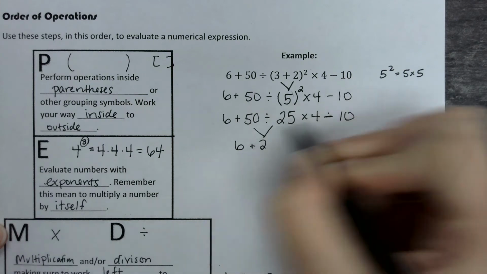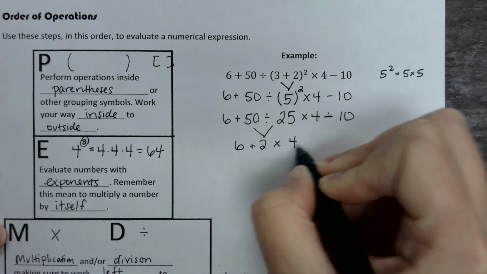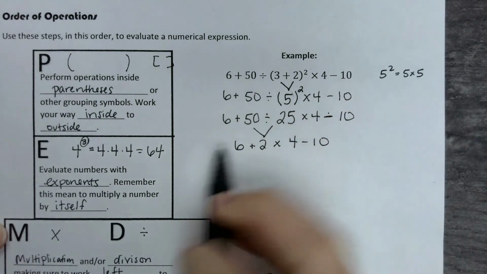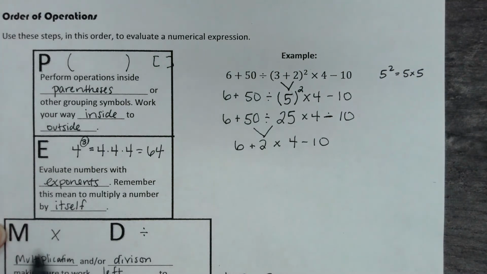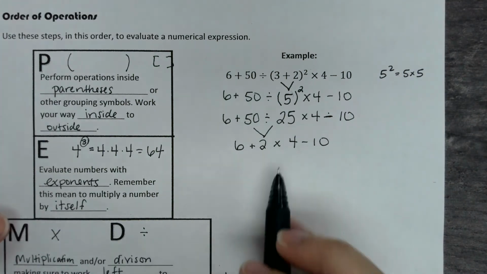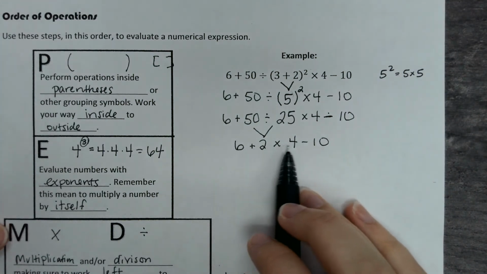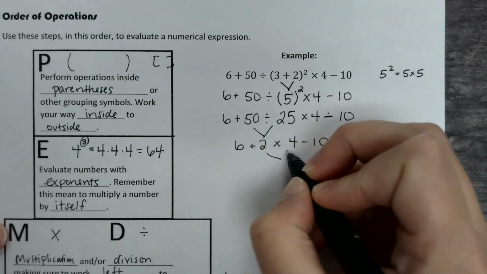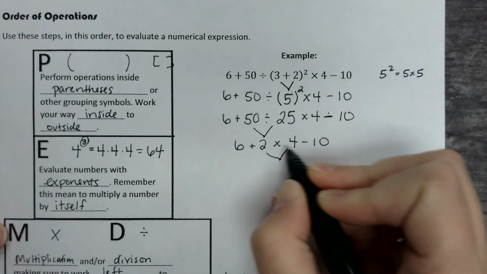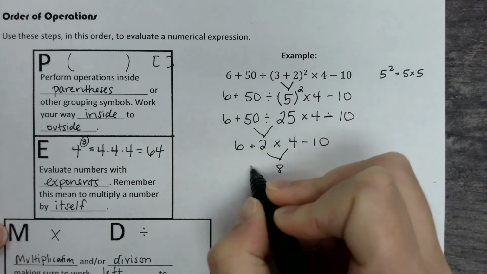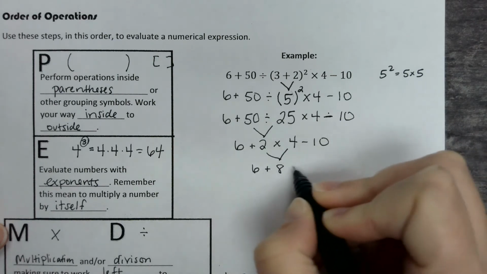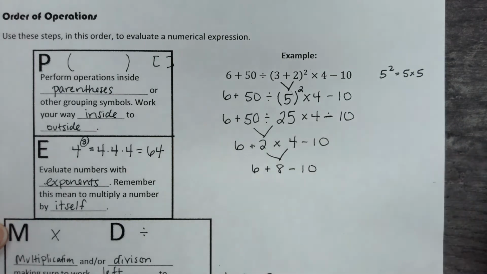We're going to bring down that plus as well. Bring down the times 4 minus 10. All right, so next we're still on this piece right here. So we're still looking for a multiplication and division. So here we're going to now multiply these two values together. So I have 2 times 4, which gives me 8. I'm going to bring down the 6, bring down the plus, bring down the minus 10.